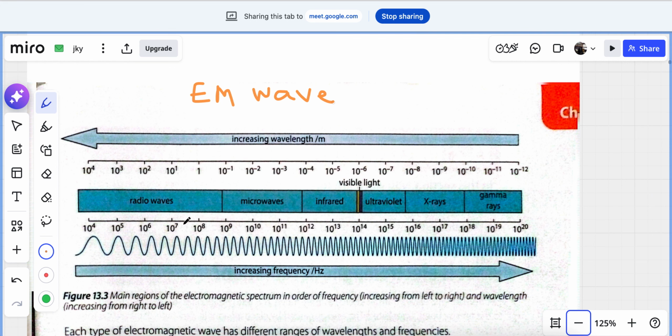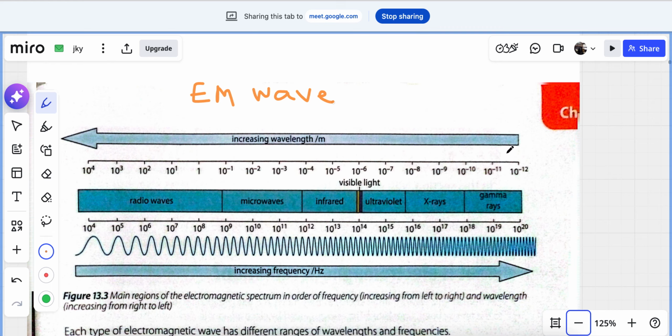You need to have an idea of the band of frequency for each of them, and from where to where the frequency is increasing. So when you're moving from radio wave to the gamma ray, the frequency is increasing. That's called increasing frequency. Remember, the unit of frequency is Hertz, Hz. Increasing frequency when you're going from radio waves to gamma ray.